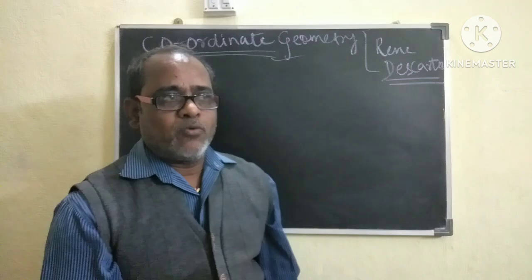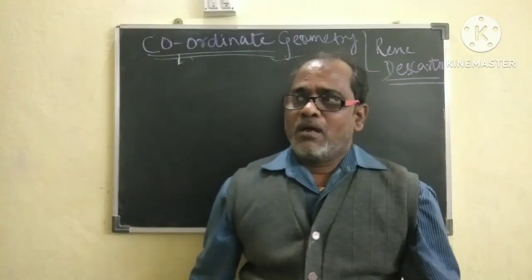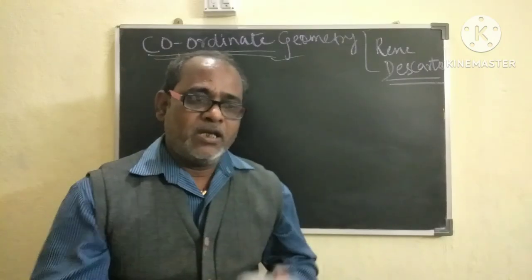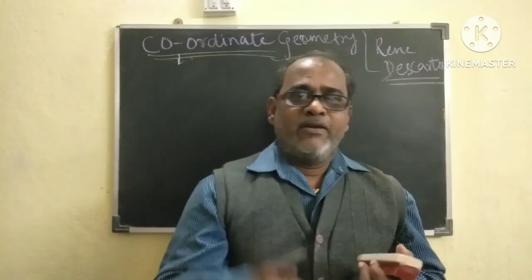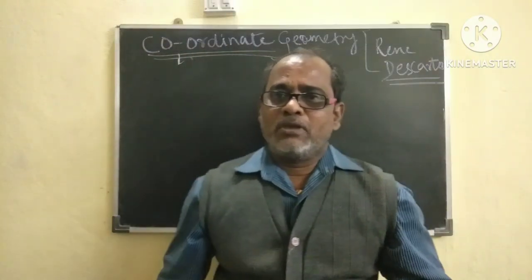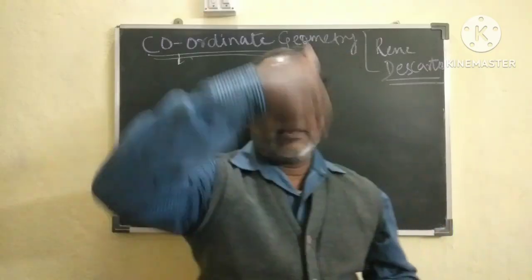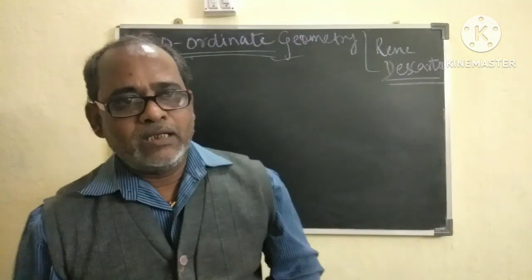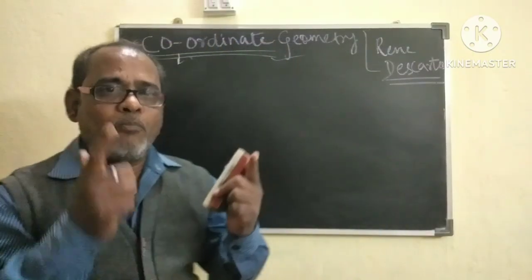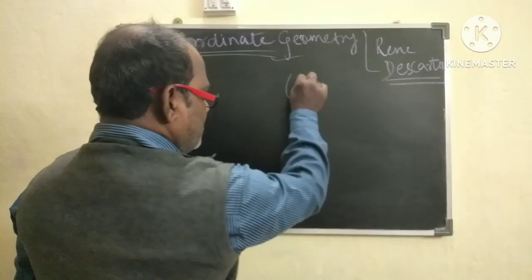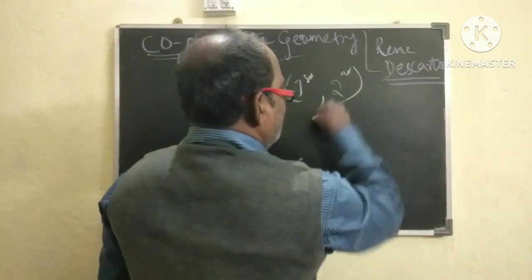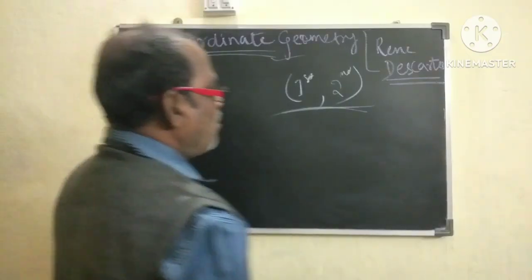Actually, the term coordinate geometry has come from how to find out the particular location of a given point in two axes, whether it is the x-axis or the y-axis. The x-axis is taken along the horizontal direction and the y-axis is taken along the vertical direction. So to locate the point, we must have two components: this is the first component, which is separated with a comma, and this is the second component. So this is what we say is a coordinate.